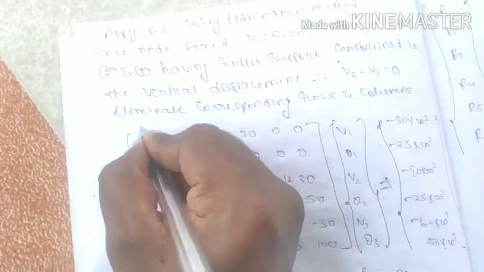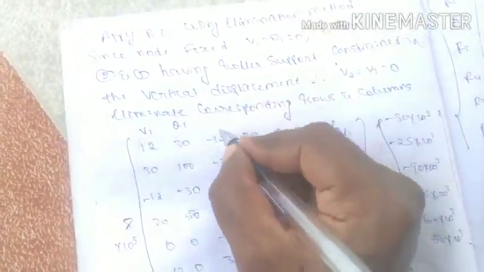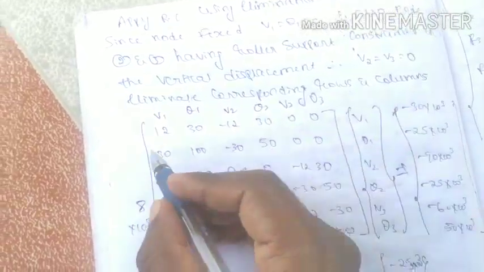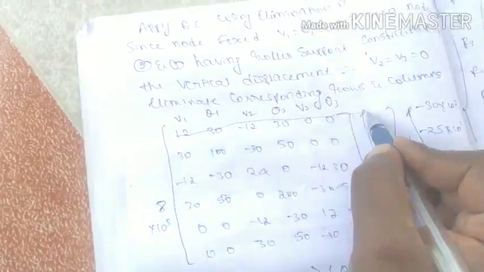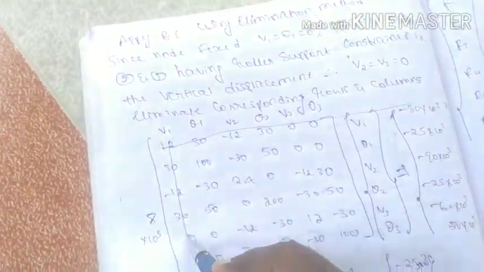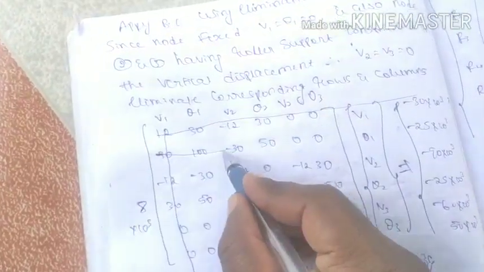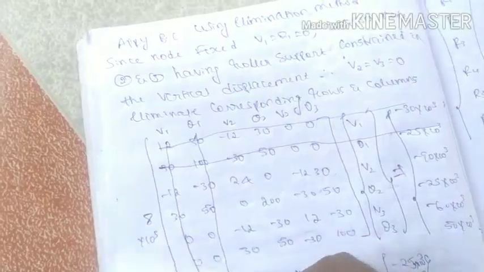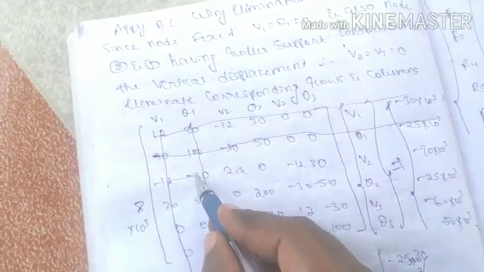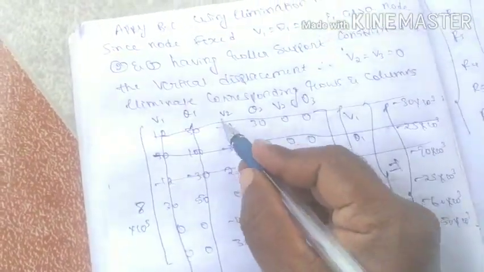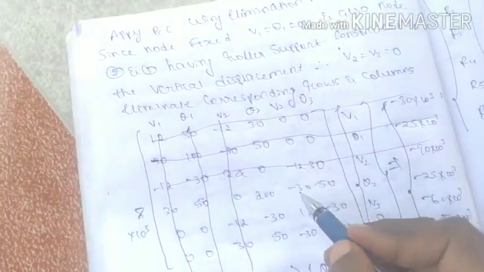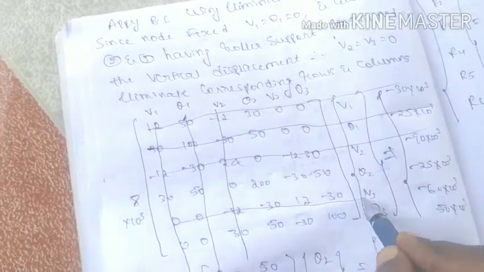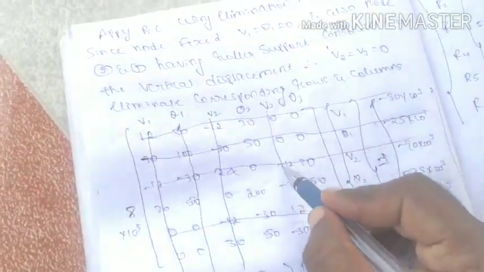So here we first write V1, theta 1, V2, theta 2, V3, theta 3. So first row, first column, second row, second column. V2 also 0, therefore third row, third column. Theta 2 is not 0 but V3 is 0, V3 means fifth row and fifth column 0.